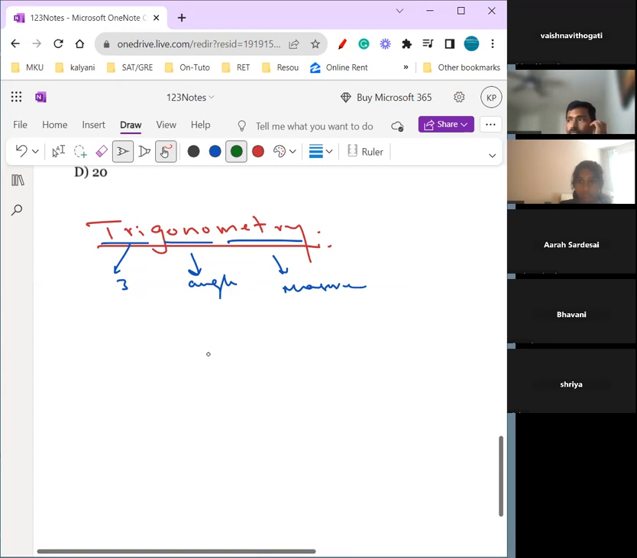Anyhow, when it comes to trigonometry, it's always on the right triangle. Mostly, not always, I can say. But you need to know that it's the right triangle.